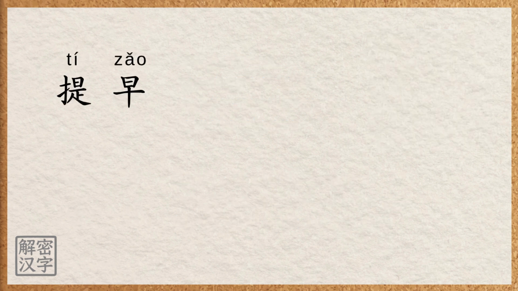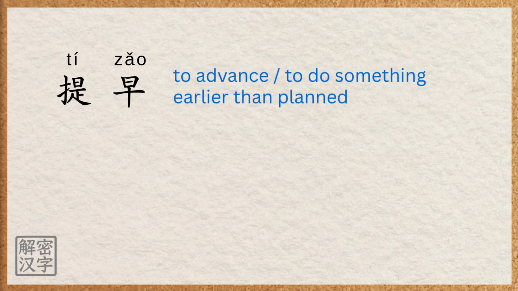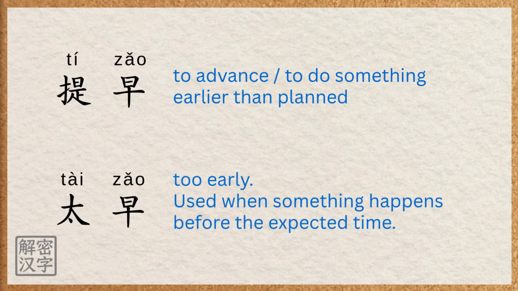提早 means to advance or to do something earlier than planned. 太早 means too early, used when something happens before the expected time.